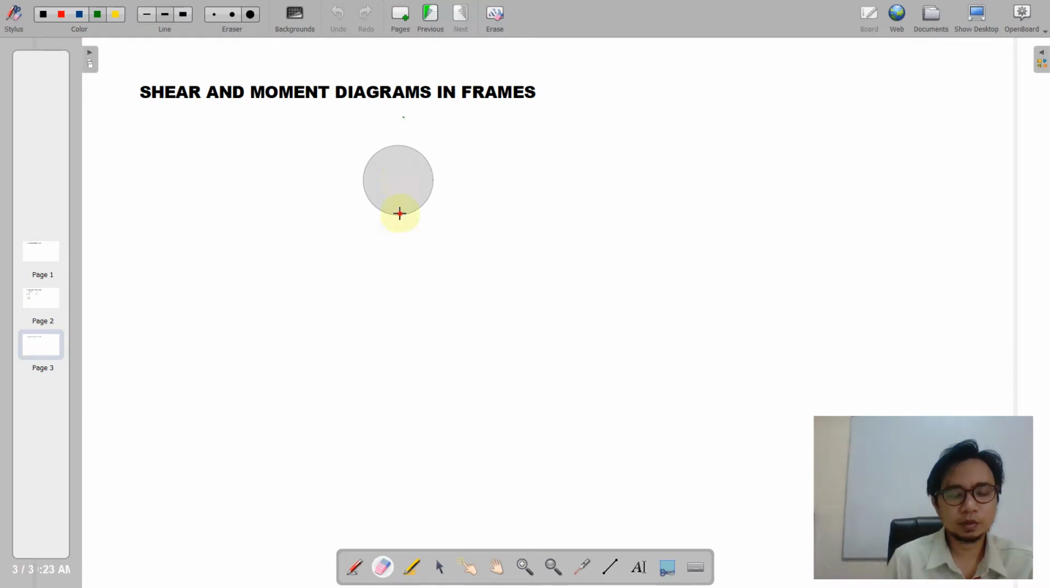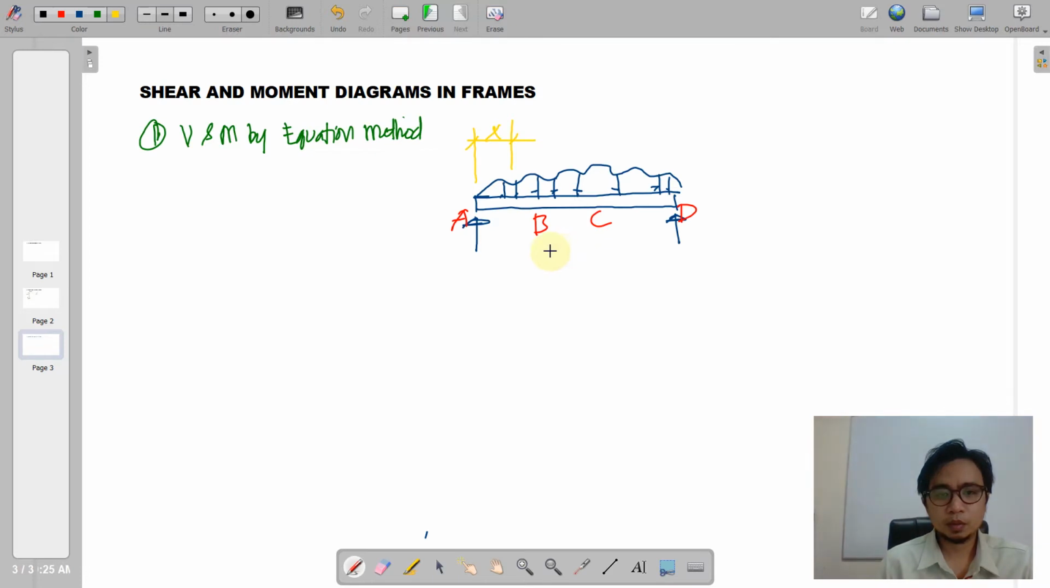We have the shear and moment by equation method, wherein we have used x, where x is moving at every segment of this beam, that is, not a constantly loaded beam here. So x will move to the boundary of AB, boundary of BC, and the boundary of CD.